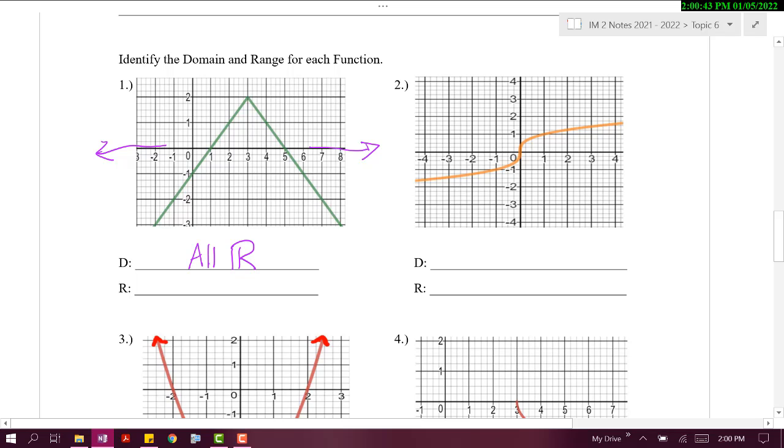Now for the range, well, going down, it goes down forever. But going up, it has a stop point. There's a highest point at 2, because we're looking at the y values. So y can be 2 because it's not an open circle. So it's y less than or equal to 2.